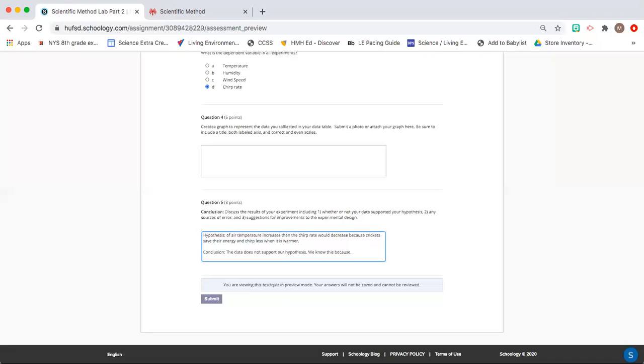What might be some sources of error and any suggestions for improvements to the experimental design? So how might there have been an error? Maybe a computer glitch. Maybe you put in the wrong values for the temperatures. Maybe you recorded data incorrectly. Tell me any mistakes that you may have made, and how could you improve the experimental design? So how can you alter this experiment to make it better? Once you have all of those questions answered and your graph complete, you can submit the second portion of your lab to be graded.